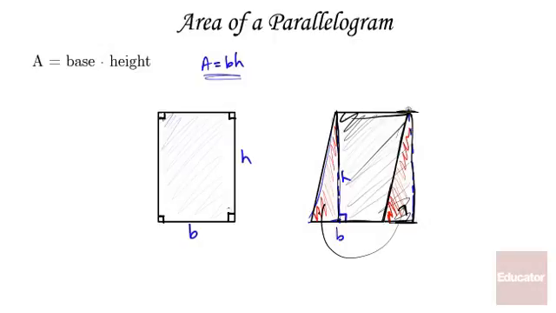It's like when you measure how tall you are. If you measure your height, you have to be standing up straight. You can't be slouching or leaning over to the side. Same thing. The height of this parallelogram is not the side that's leaning over. It has to be straight, perpendicular. And that's the height.